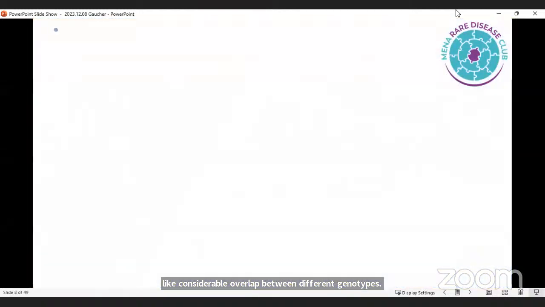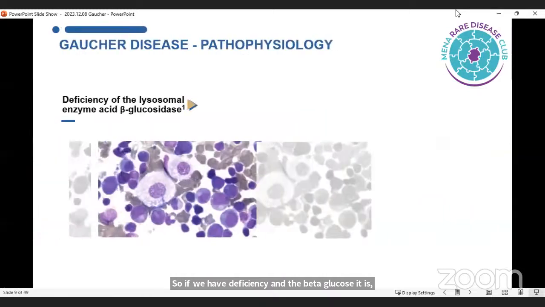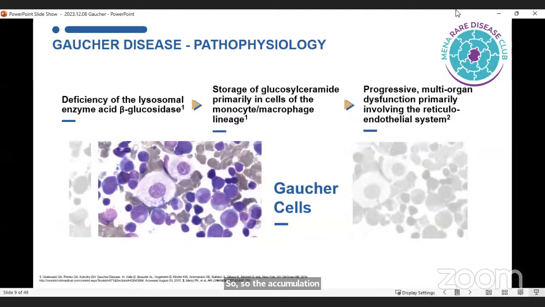Now, the pathophysiology. We have the enzyme acid beta glucosidase that breaks down glucosylceramide, which comes from different metabolic products like the cell membranes. Typically, glucosylceramide is broken down into ceramide and glucose by this enzyme. So if we have a deficiency in beta glucosidase, then glucosylceramide will accumulate in macrophages. The accumulation will be in the monocyte-macrophage system, or the reticuloendothelial system, that is present in multiple organs. So this will lead to multi-organ dysfunction.